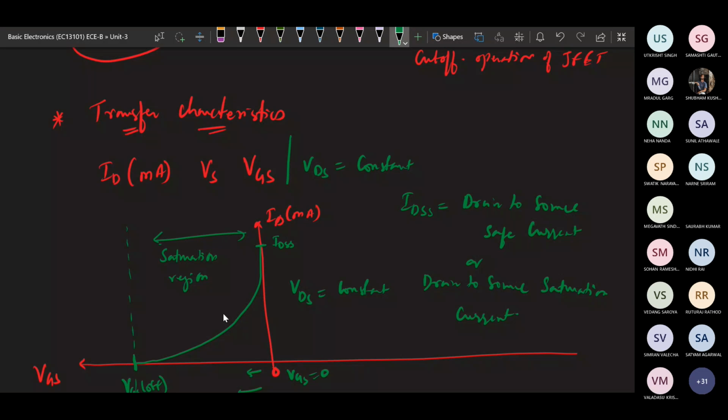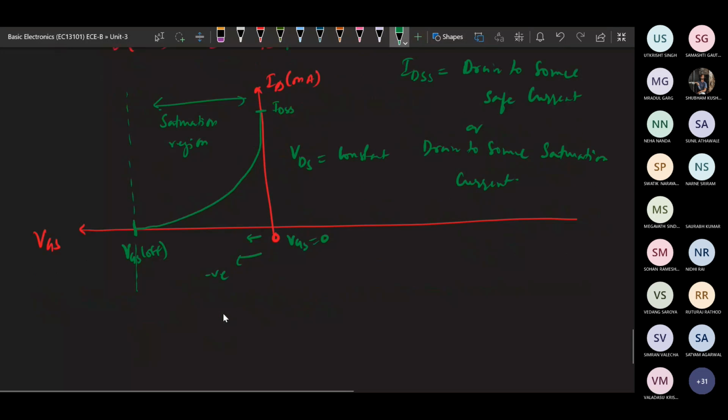Okay, in JFET, if we reverse bias the gate to source voltage, or the gate to source voltage is going to reduce in negative direction, then we have already seen the depletion region will further increase, and that will be reducing the channel width, so that will reduce further the current. The current will be reducing because fewer charge carriers will be reaching the drain side. Okay, so this is the case.